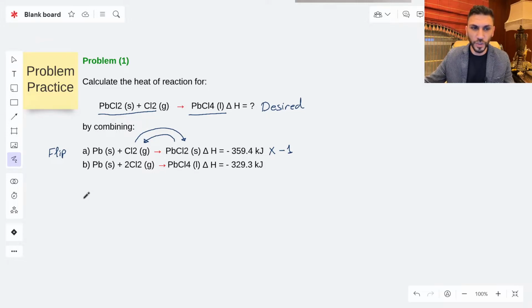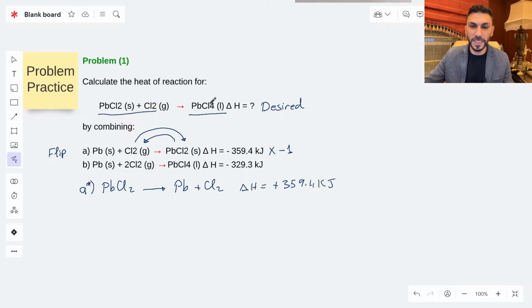As you can see, reaction A, I'm going to give it a star because we're going to rewrite and adjust it. So it's going to be PbCl2 yields Pb plus Cl2. And delta H for our reaction now, because we multiplied by negative 1, is going to equal positive 359.4 kilojoules.